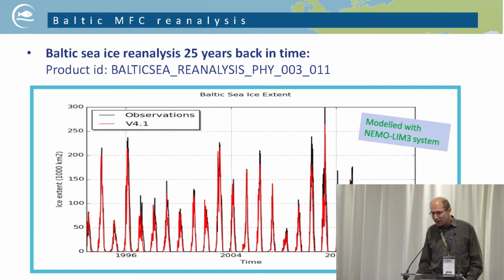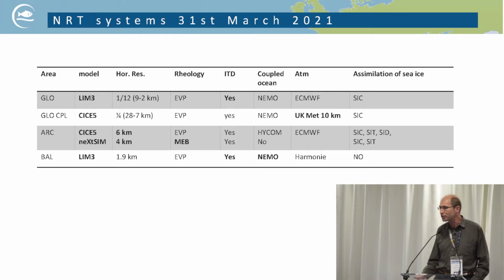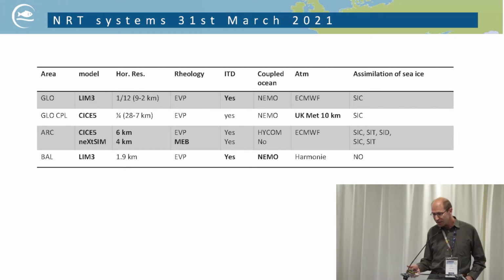By the end of this phase of Copernicus, all models will use an ice thickness distribution. So starting with the global model, which will use LIM3, the global coupled with SI3. It was already using ITD, but will increase the resolution of the weather model. The Arctic will have 2 sea ice models, one coupled to the ocean, SI3, and the NERSC model, which is run in standalone. So you need to be careful which model you want to use. And in the Baltic, the LIM3 will be used as well as in real time.